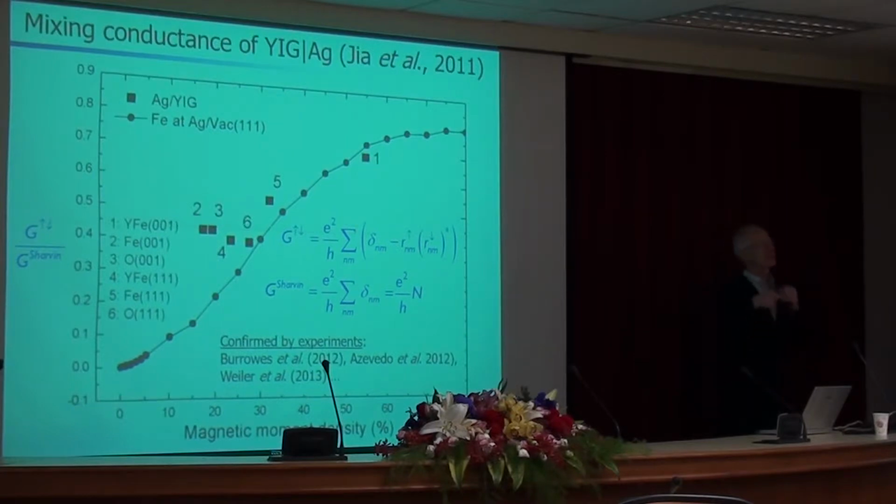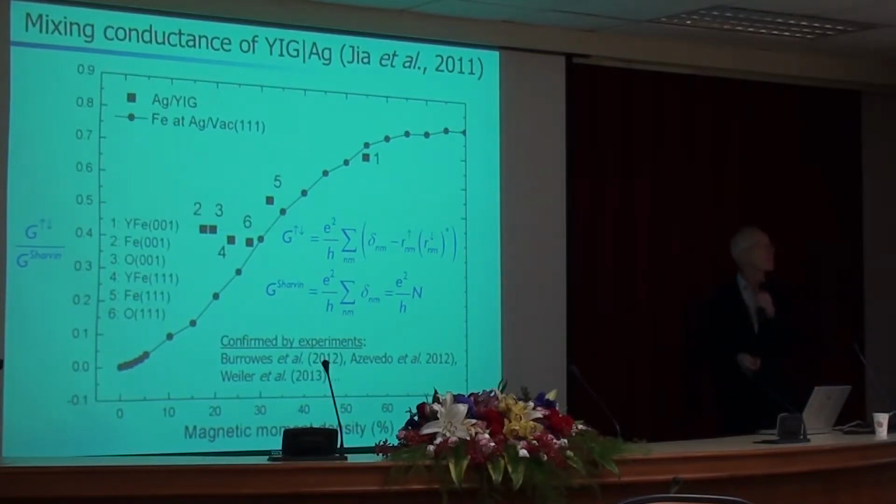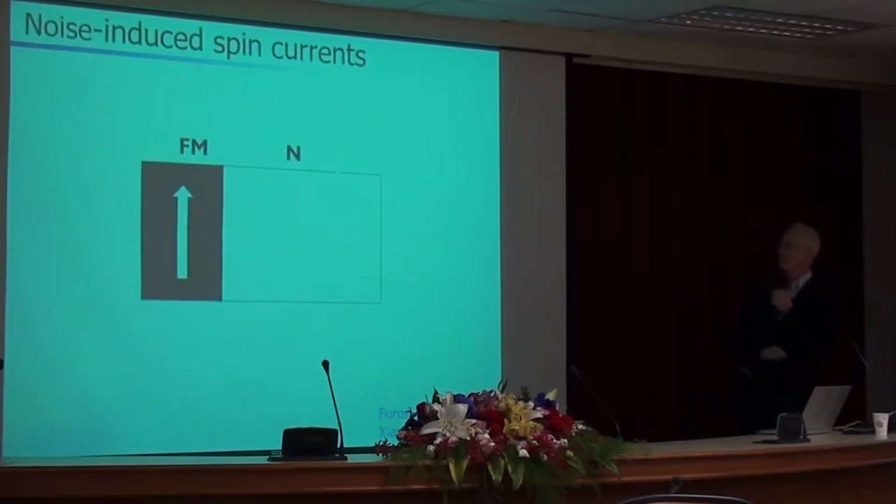Now it turns out that if we do the same calculations for ferromagnetic metals, we also find numbers of the same order of this Sharvin conductance. So the conclusion from this plot is that the spin mixing conductance and spin transfer torque effects on magnetic insulators are of the same order of magnitude as those on metals. So they are simply large. And they go roughly proportional with the density of magnetic moments at the interface.